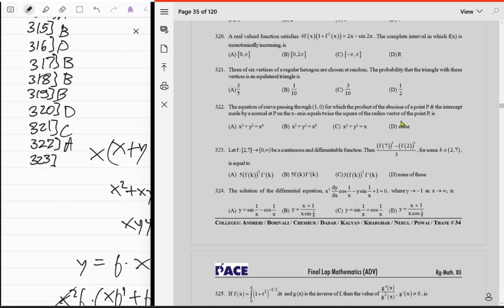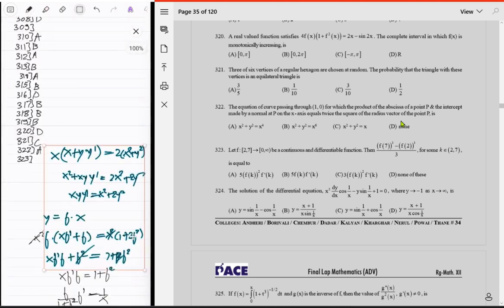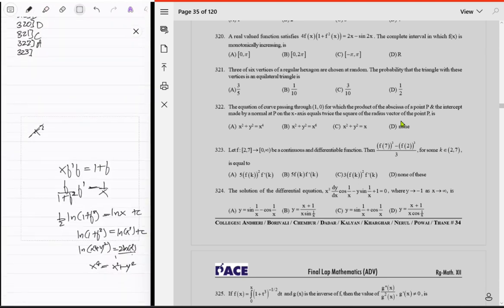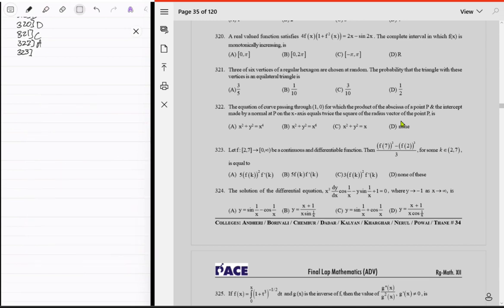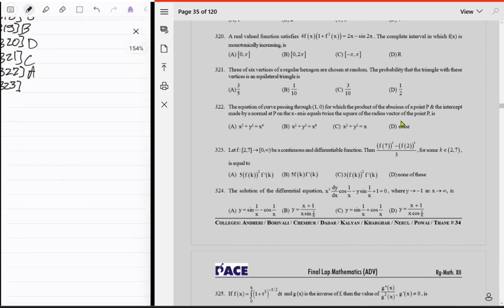So A is correct. Next question. 323. ये सब हटा दो. So 323 is what? Let f from 2 to 7 to 0, infinity be a continuous function. Then ये चीज for some k belonging to 2 to 7 is equal to, okay, 0 to infinity. It's always positive. That's what we're saying, right? Okay, or equal to 0.